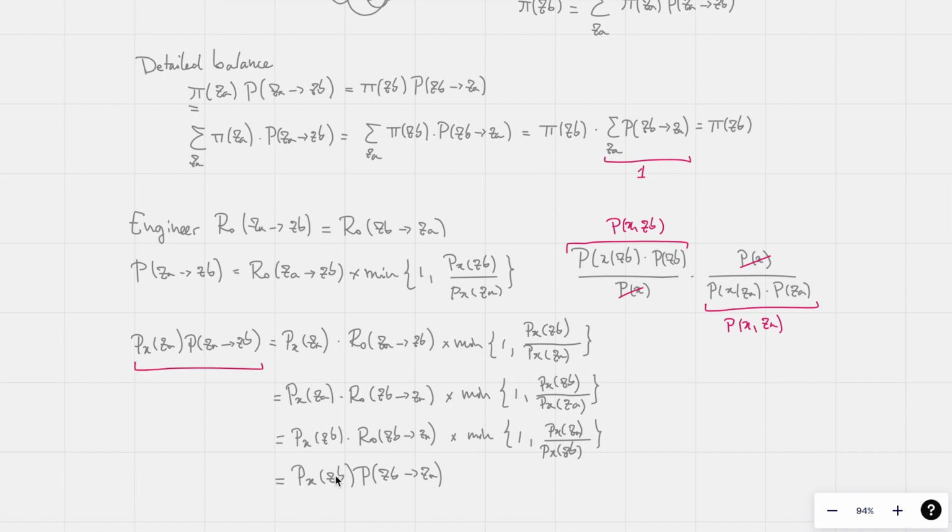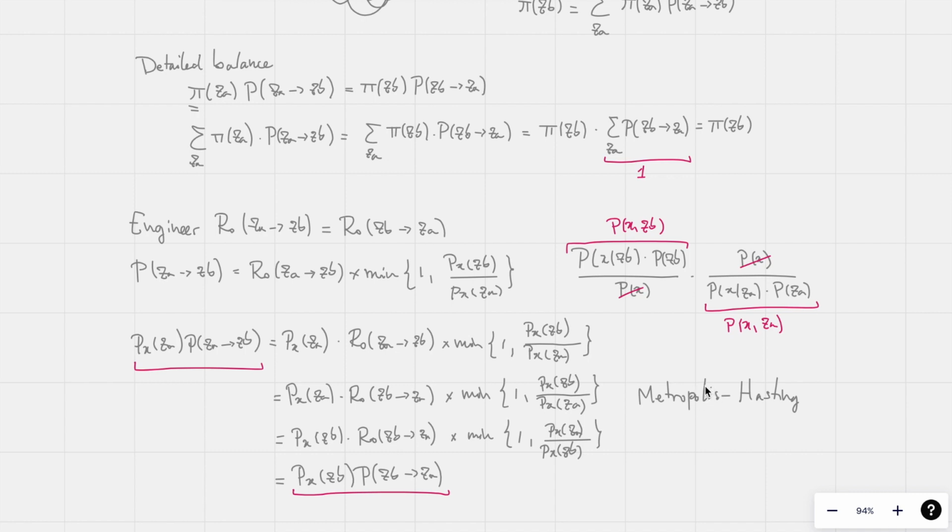for the particular distribution Px of Za or Px of Zb. So this proves that the particular process that I've engineered here with this definition will have as a stationary distribution the posterior distribution that I'm looking for, Px of Za or Px of Zb. So this very powerful method is known as the Metropolis-Hastings algorithm. And this is a remarkable algorithm in the sense that it allows us to get a sample from a distribution that we cannot compute.